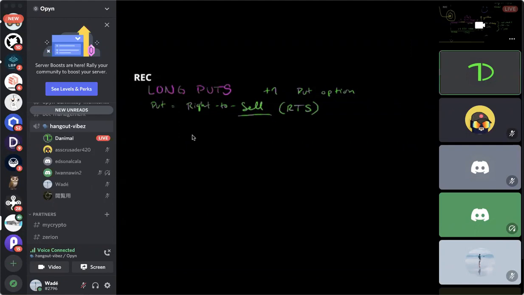So what this means, you have the right to sell the underlying at a given strike until a specified expiration date for which you pay a premium, right? There's 3 things you keep in mind for any option contract: expiration, strike, premium. And if exercised, you're just going to sell that product, such as Ethereum, at the strike price, right?